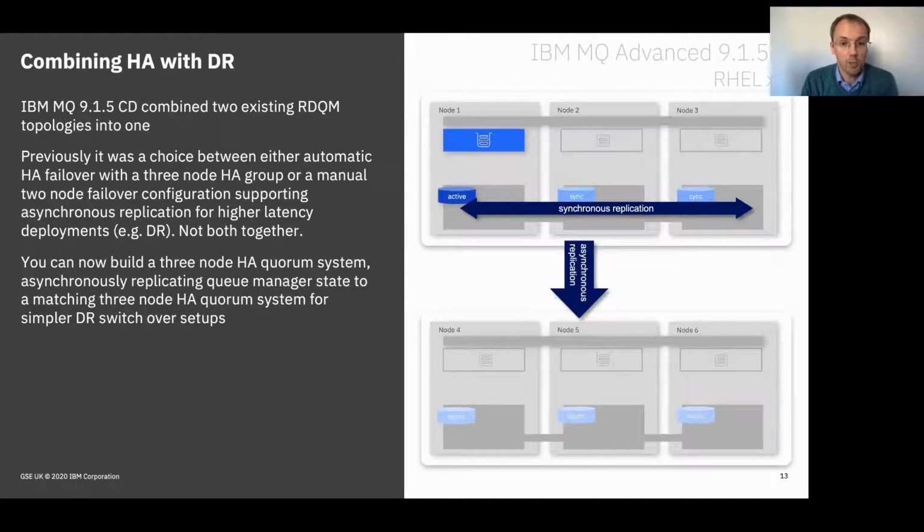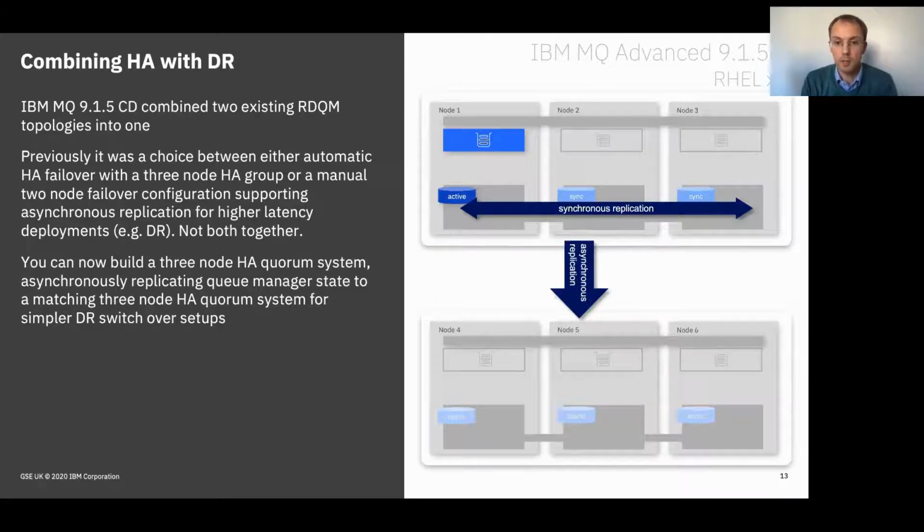More recently in 9.1.5, we've extended this to provide both HA and DR as a combined solution. In the 9.1 release, you had the 3-node solution I showed on the previous slide, which was synchronous replication and automatic failover of queue managers between the nodes. But you also had an alternative option of a 2-node solution with a manual failover between those nodes that's more geared up for disaster recovery. However, it's increasingly common that you want to have both features available to you in your solution. So in 9.1.5, you can have disaster recovery built on top of an HA group.